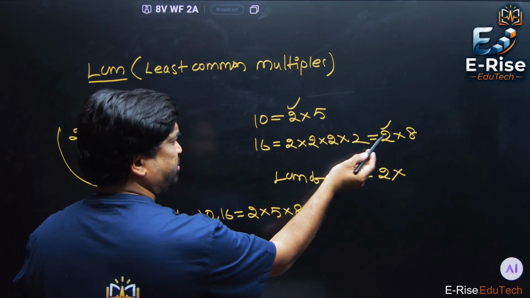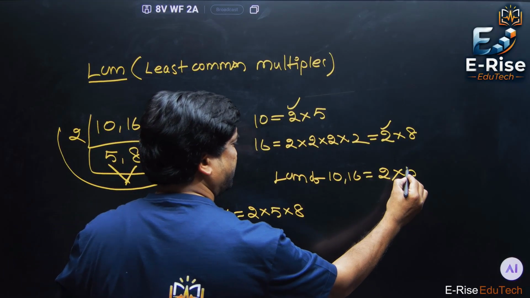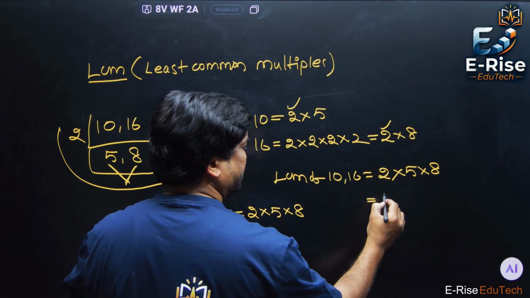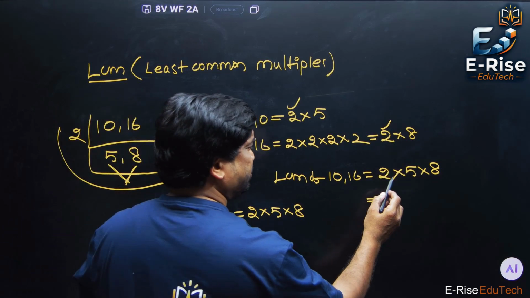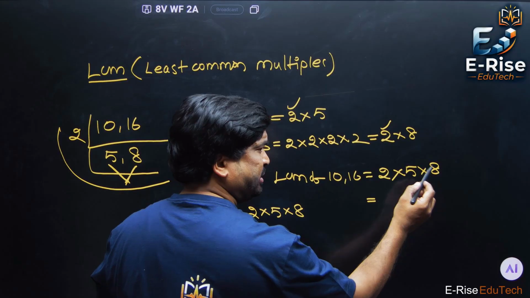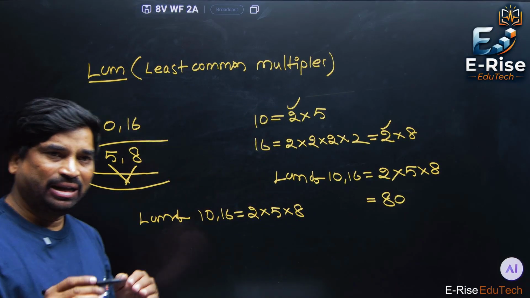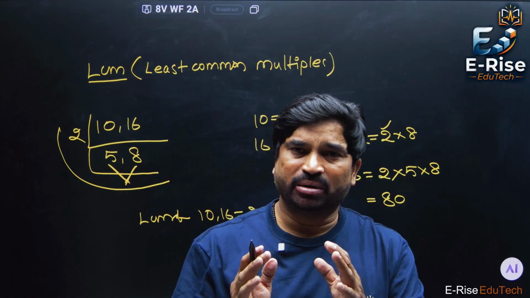There is no common multiple here, so simply the product is applied. Here also there is no common multiple. 2 5s are 10, into 8 is 80. So LCM means least common multiple.